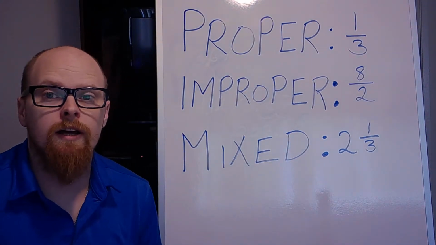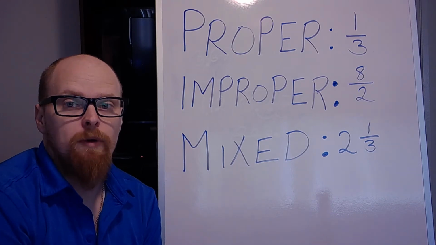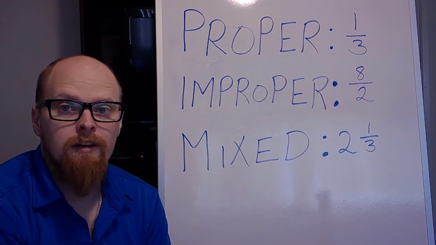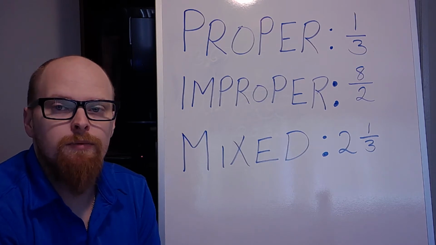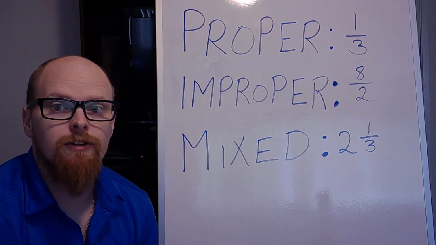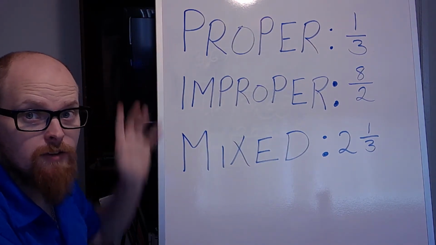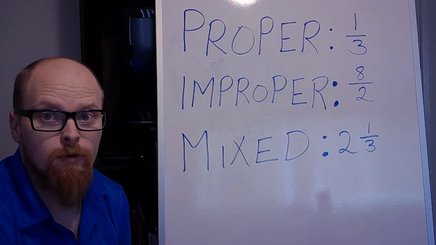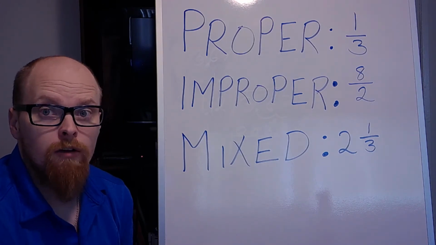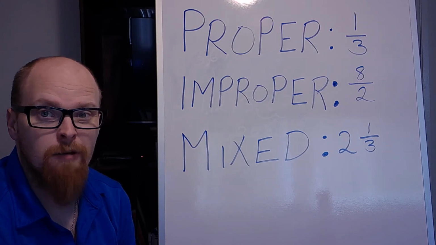Okay, let's start talking about fractions. Before we get too deep into fractions, we need to discuss some terminology. Okay? There are three different types of fractions. We have proper fractions. These are fractions where our top number, our numerator, just the number on top, is smaller than our number on the bottom, which is called the denominator.